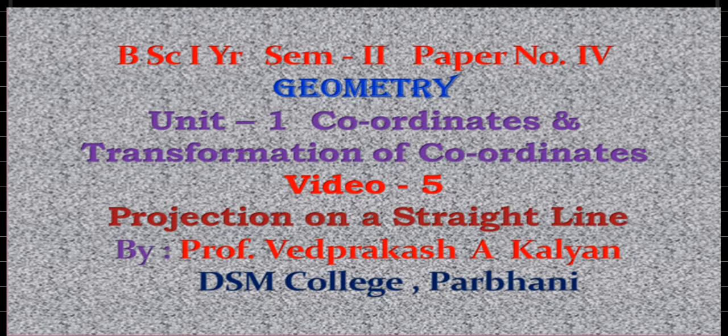In that we are going to study projection of a point on a line, then projection of a segment on another line, then we are going to obtain a relation for that, then we are going to find out the direction cosines of the join of 2 points, and finally we are going to solve some examples on it also. So let us begin with the definition of projection of a point on a line.